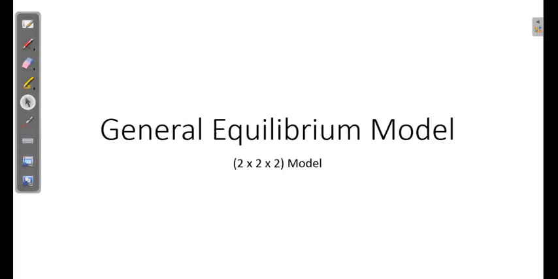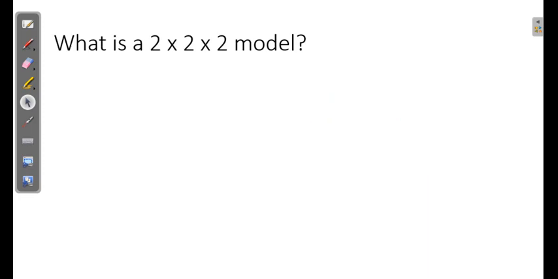In today's session, we are going to discuss what we understand by the 2 by 2 by 2 general equilibrium model. So, what is this 2 by 2 by 2 model, and what are its assumptions? We are going to discuss this in detail. So, let's move and see what this 2 by 2 by 2 model is.